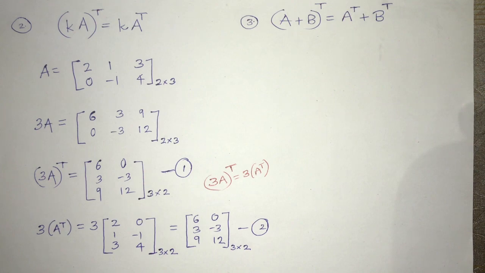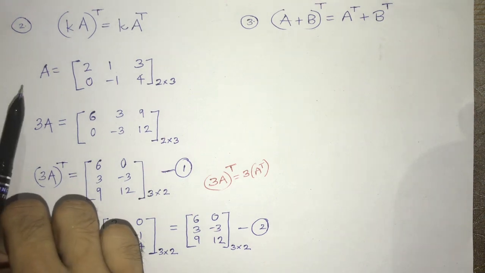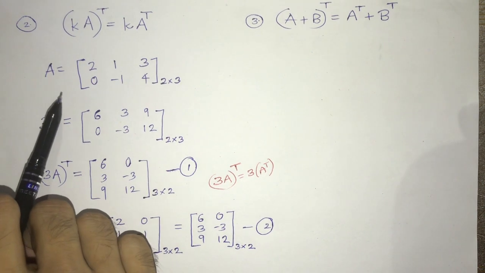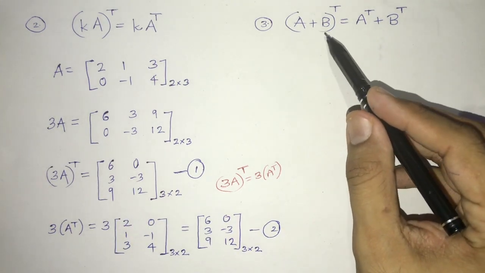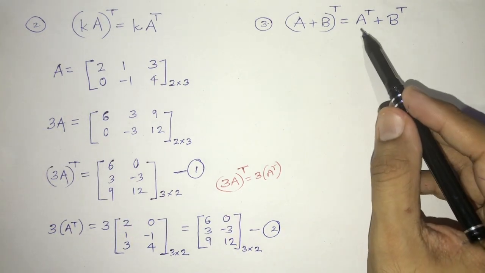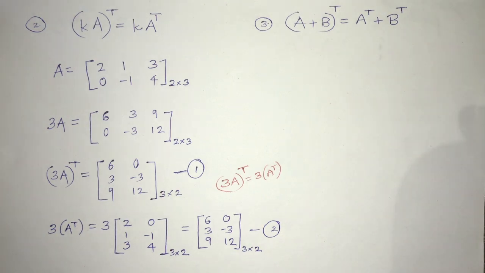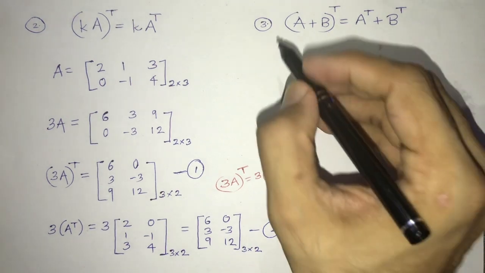Okay, so that is the second property. Next property is (A plus B) the whole transpose is A transpose plus B transpose. Okay, so let us take an example.